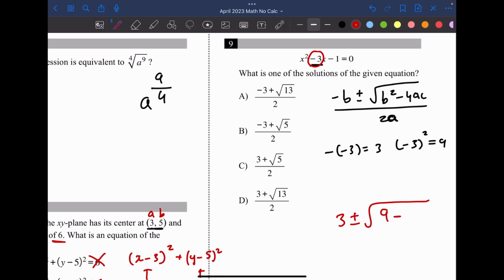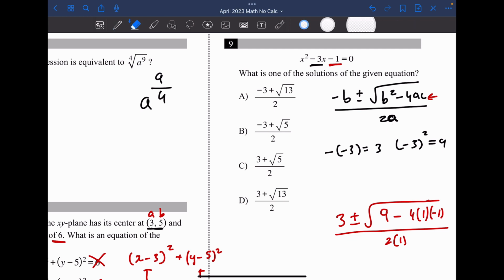And then minus 4 times a times c. In this case, we would have 4 times a is 1 because there's nothing here. So a must be 1, so times 1. And then after that, c is going to be negative 1. So times negative 1. And then all of this is over 2 times 1 because, once again, a is equal to 1. So that's that.